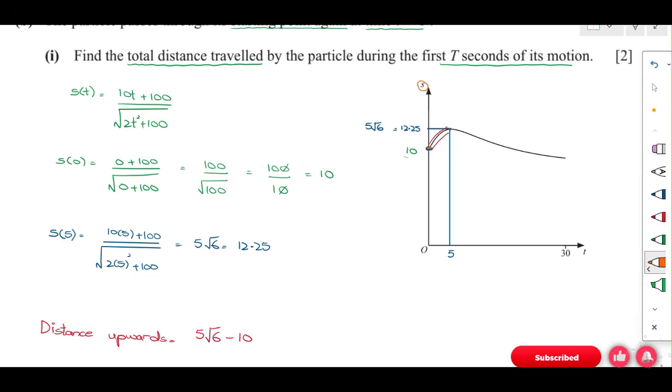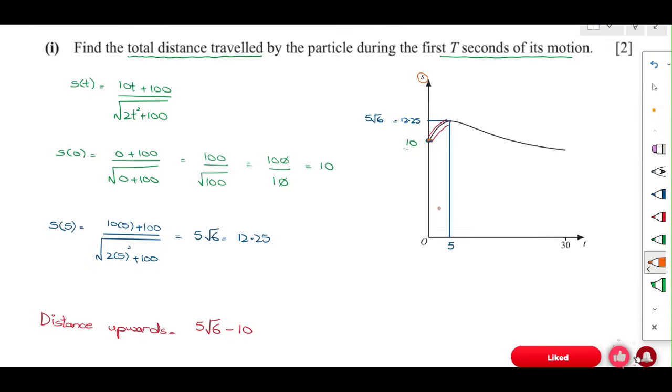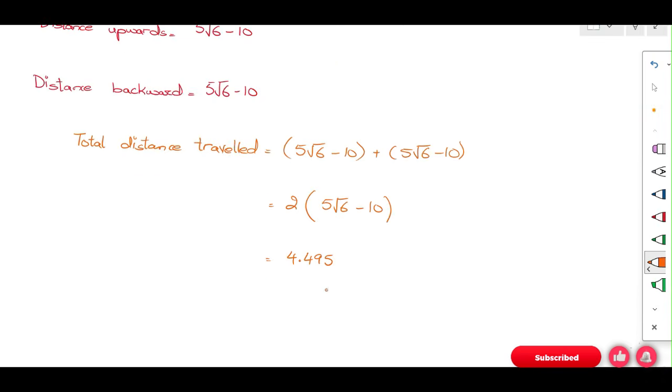And again from the maximum it goes back to the starting point. We need to figure out this distance, and then for the total distance traveled, we need to sum this distance and this distance up, and you will get the total distance traveled by the particle.